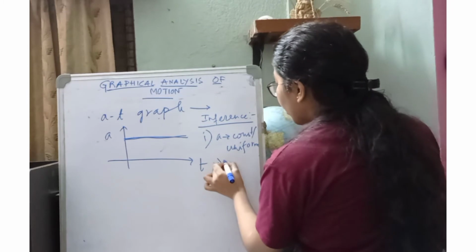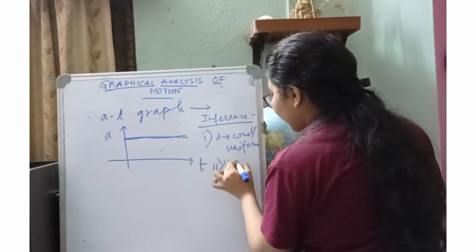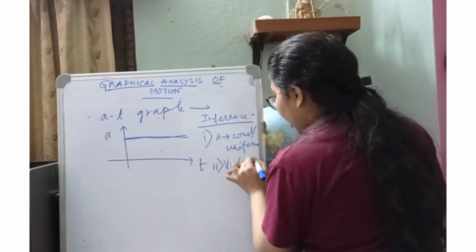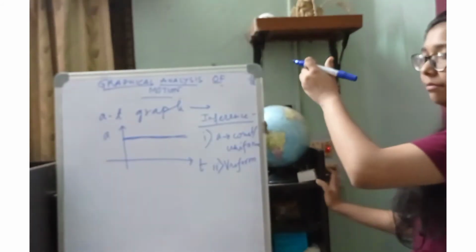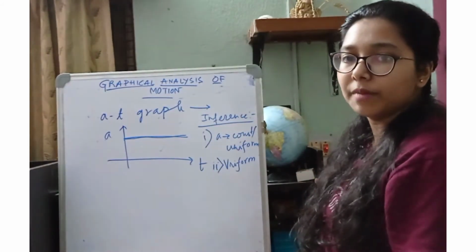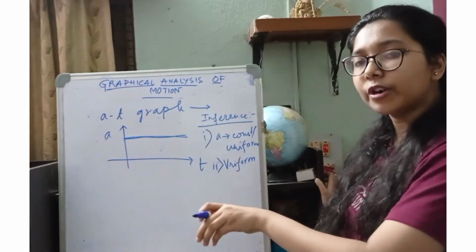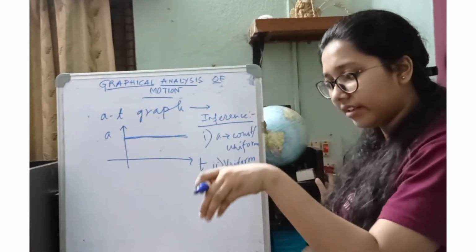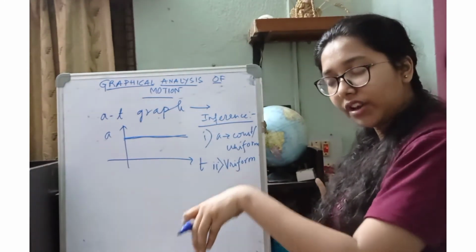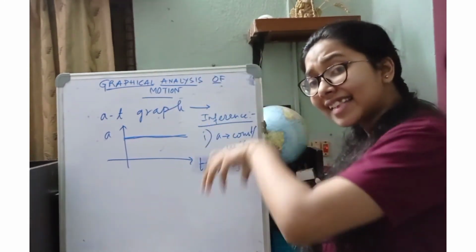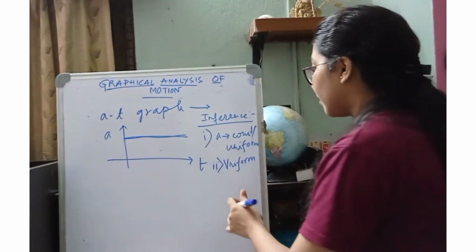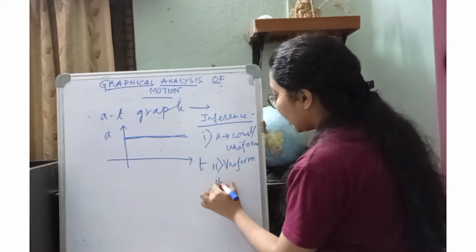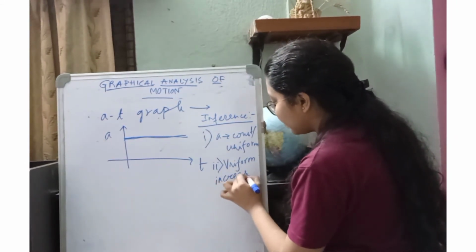There is a uniform increase in velocity, means the velocity is not increasing very much or the velocity is not decreasing too much. There is a uniformity in its increase for a certain time interval. For this interval, this much increase in velocity means for the next same interval the same increase in velocity. So uniform increase in velocity.